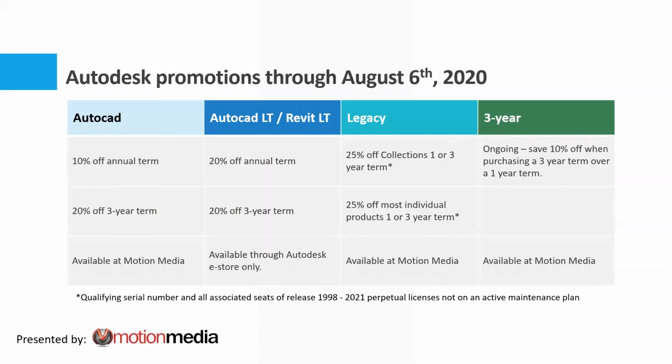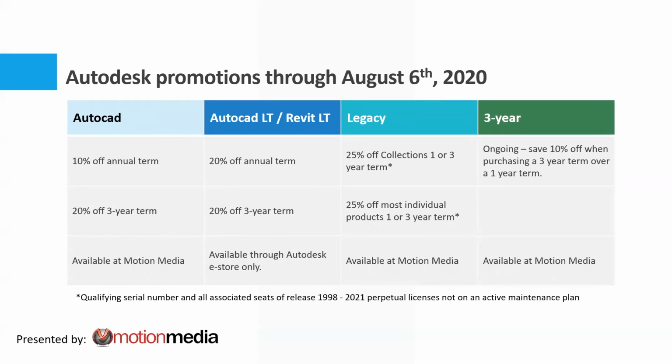Okay. All right, promo time. It's promo time. At the end of every quarter, there's often promos. Right now, there's an AutoCAD 10 and 20% off, 1 and 3 year term. There is AutoCAD LT and Revit LTs. It's not available through Motion Media.